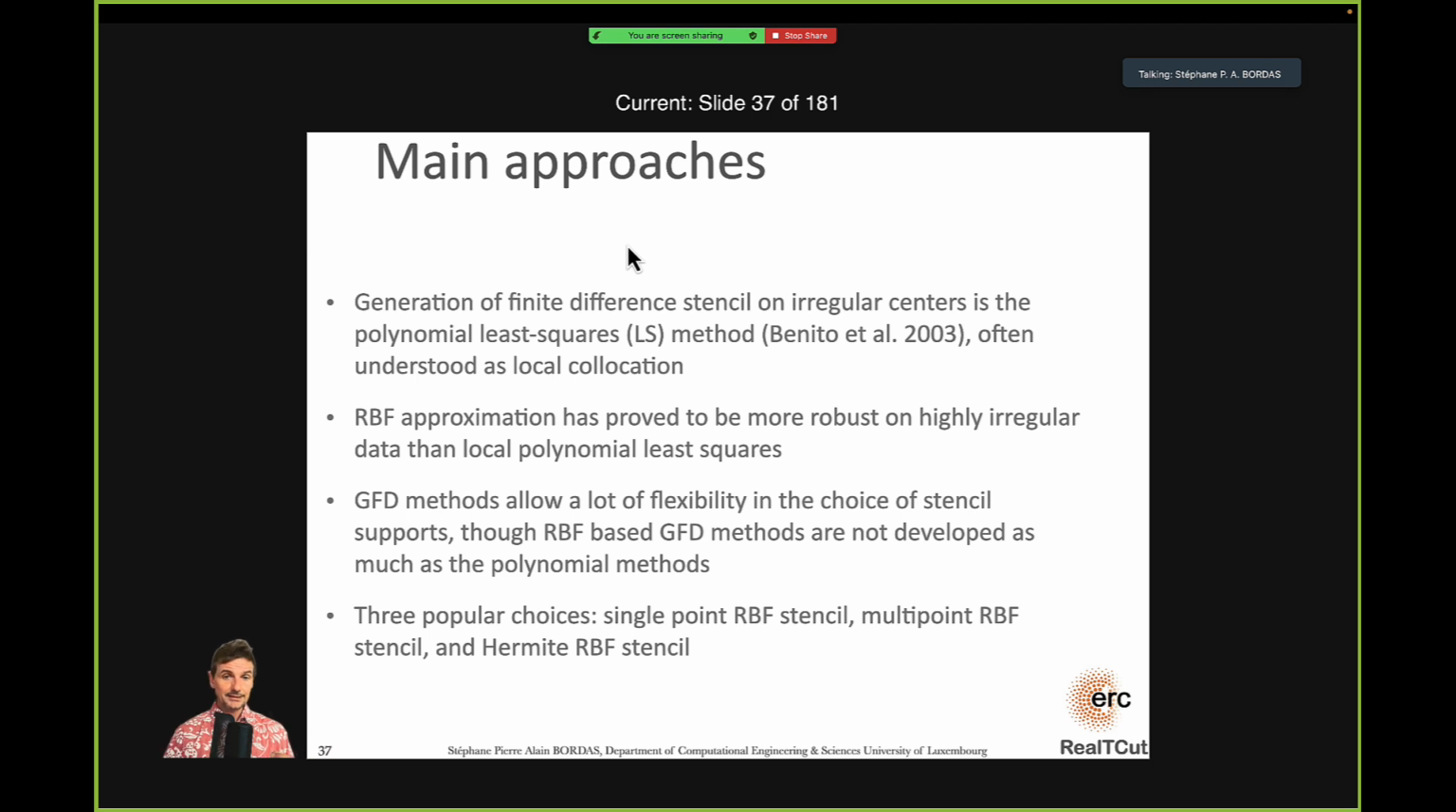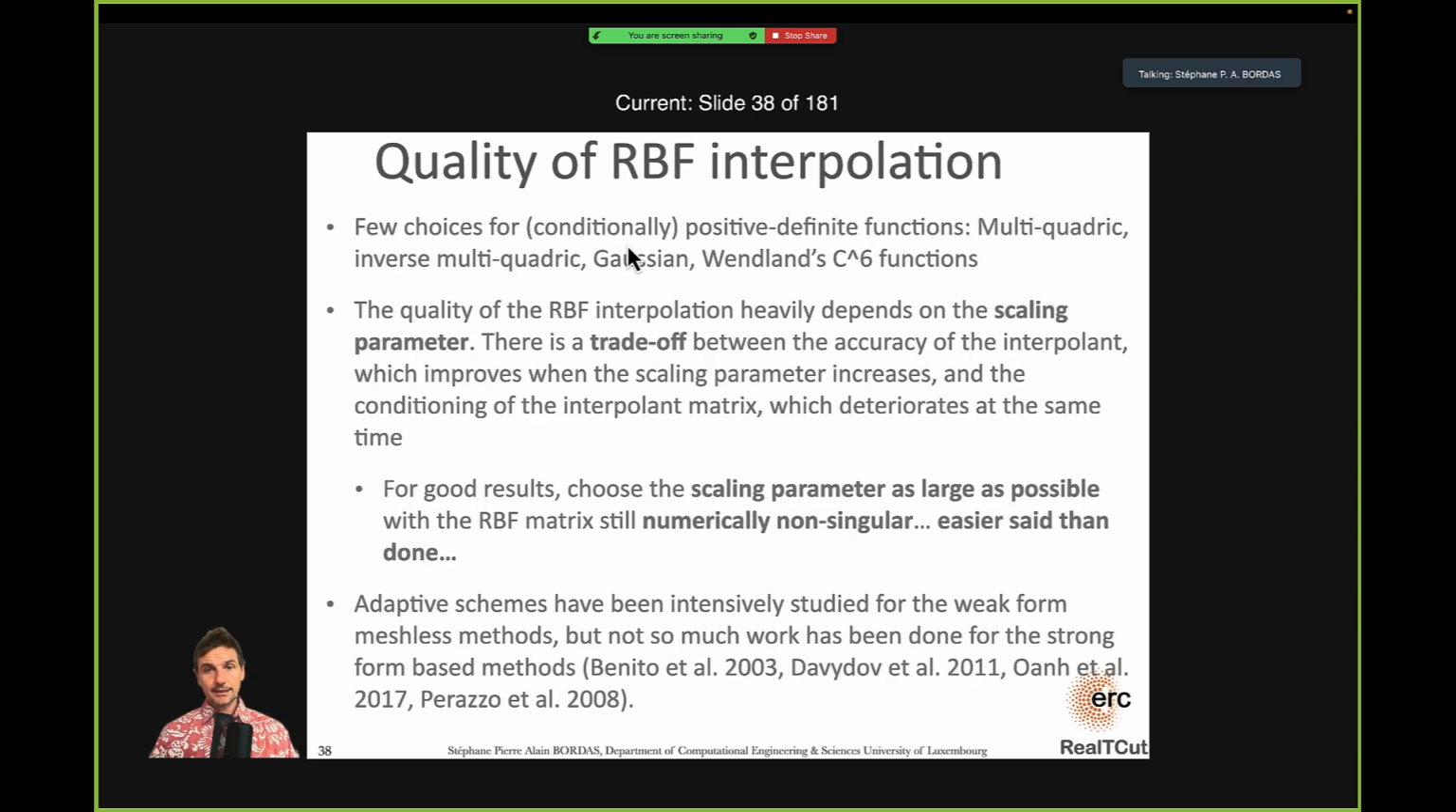Second, you use radial basis functions, which seem to be better for irregular data than local polynomial least squares, right? With, of course, some disadvantages of RBF. Then generalized finite difference methods allow a lot of flexibility in the choice of stencil supports. Although RBF and GFD are not developed as much as the polynomial methods, of course, because polynomial methods are very easy to use. You can build polynomials very straightforwardly. Okay, so that's basically that.